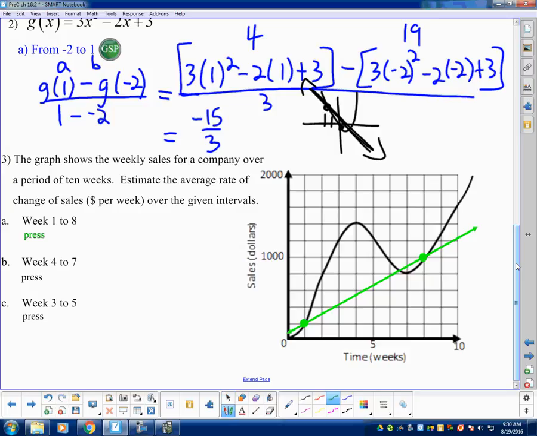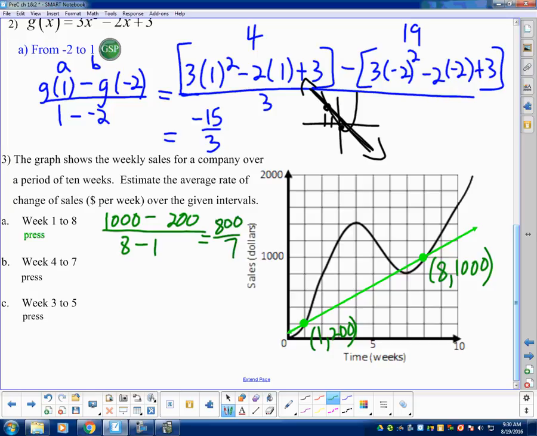We're at 8, 1,000. And here we're at 1, 200. And so my average rate of change would be 1,000 minus 200 over 8 minus 1, which is 800 over 7, and then you can reduce it as you see fit.